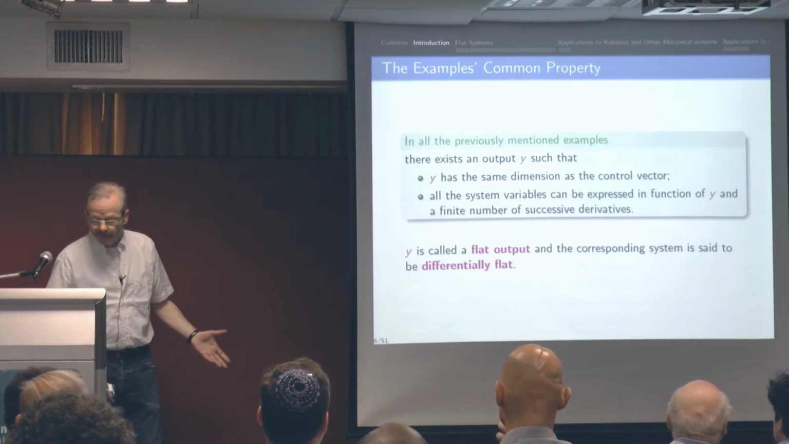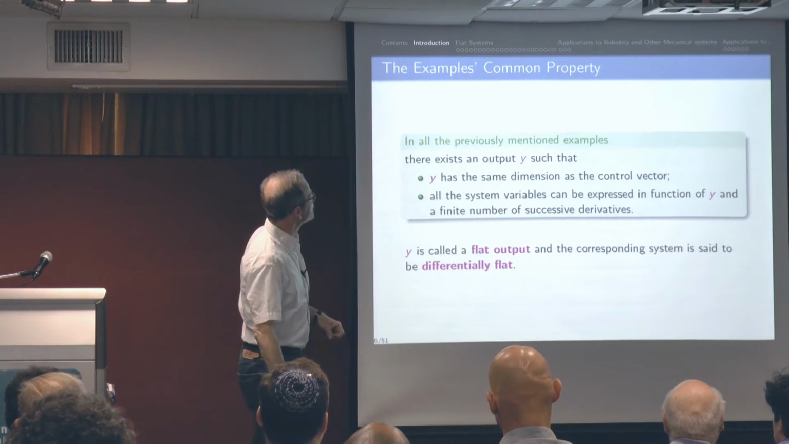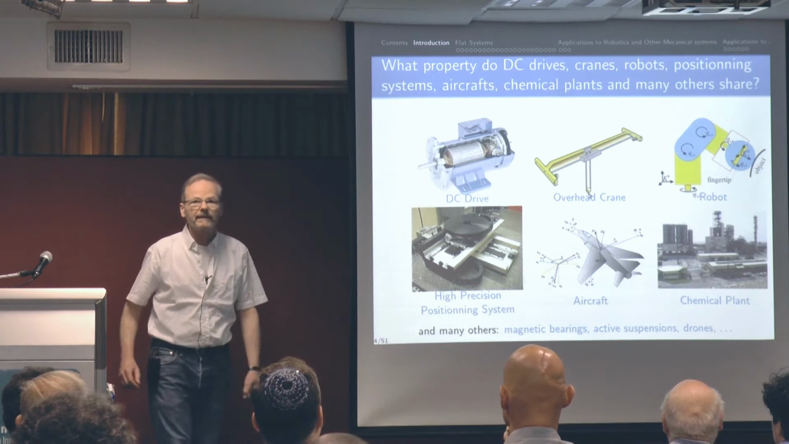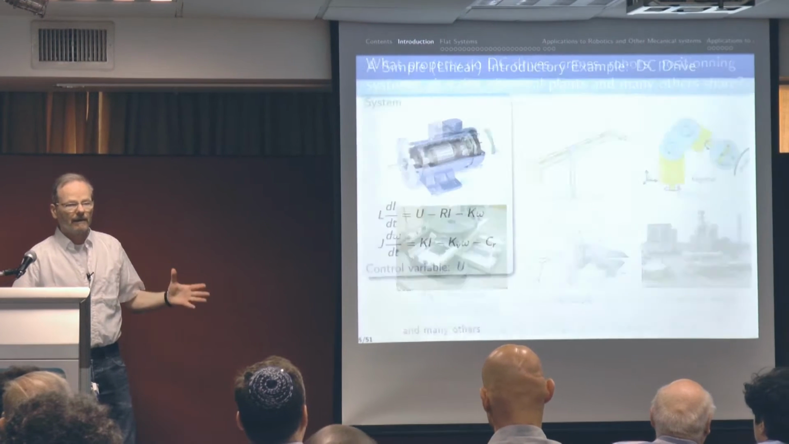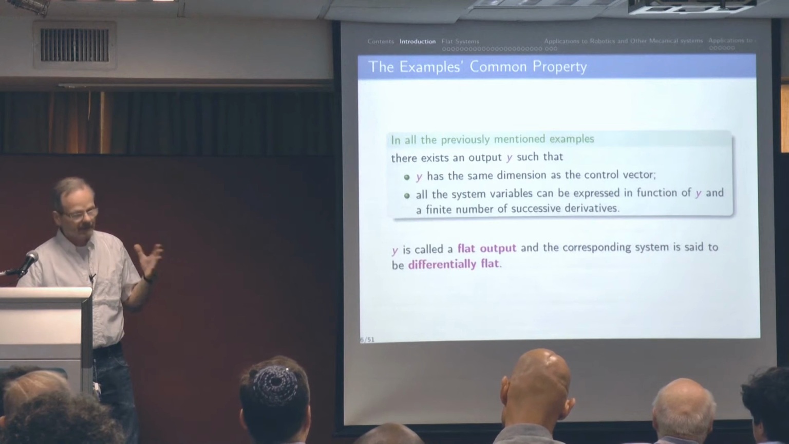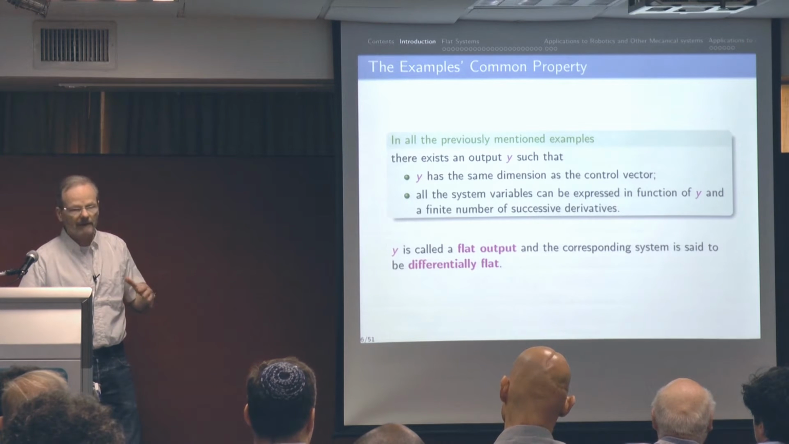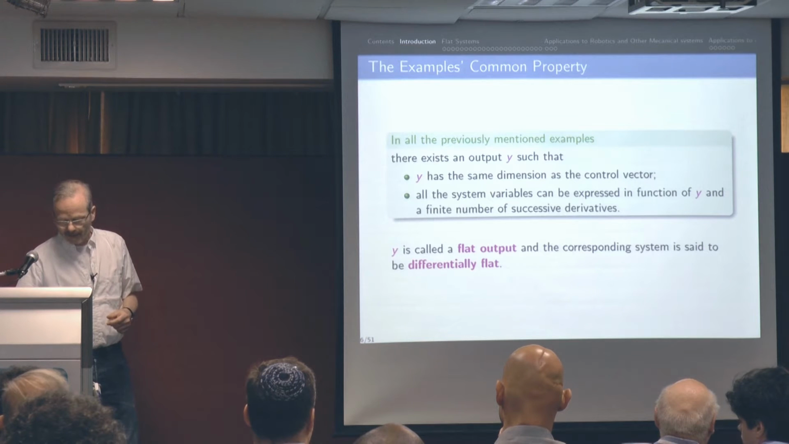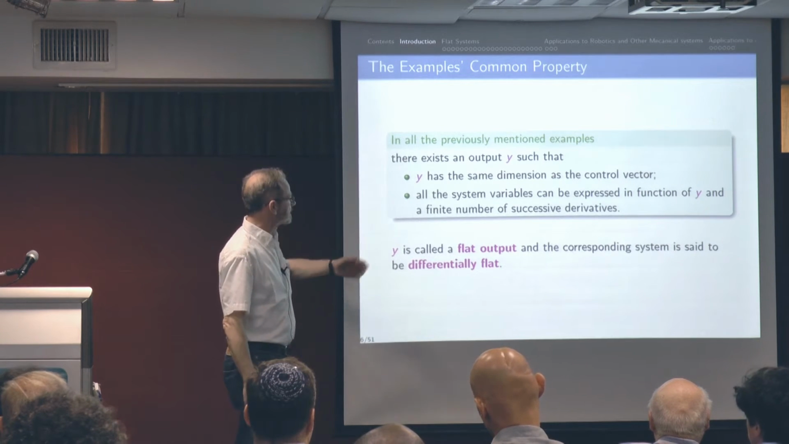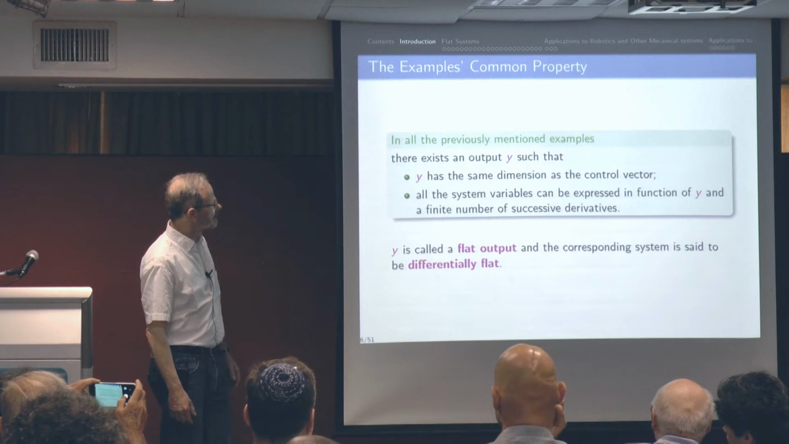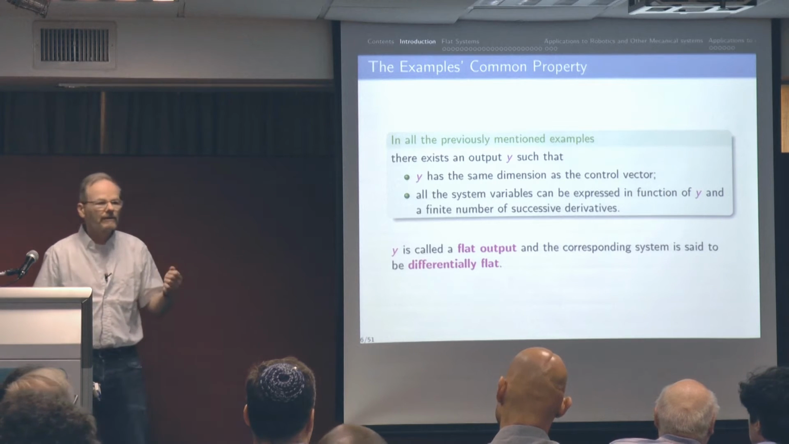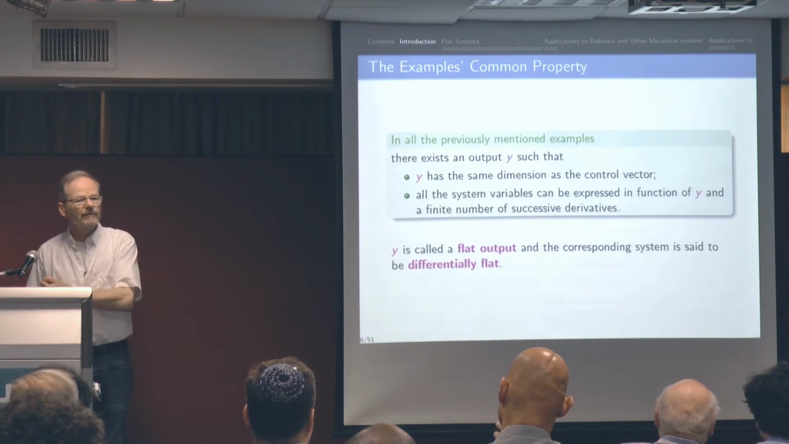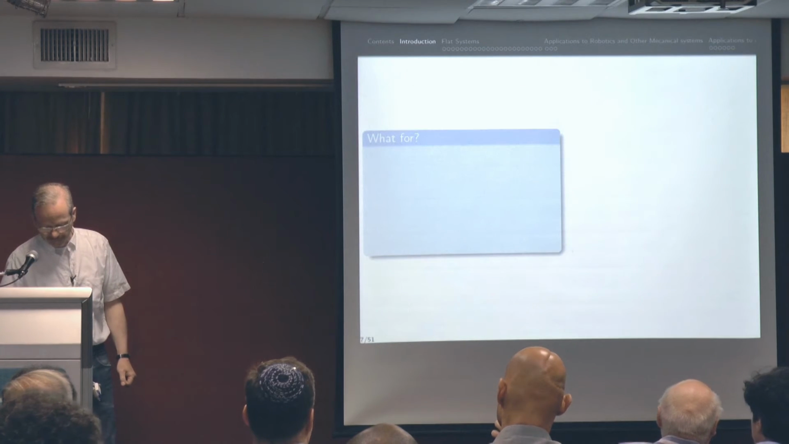So, what for? Well, first, in all the previously mentioned examples, remember all these examples, they have the same property, that there are particular outputs which describe completely the dynamics of those systems, and you don't even need to remember what the dynamics are. So y is called a flat output, and the corresponding system is said to be differentially flat. Differentially because, as you have seen, the parameterization depends not only on the output but also on its successive derivatives. So what for?